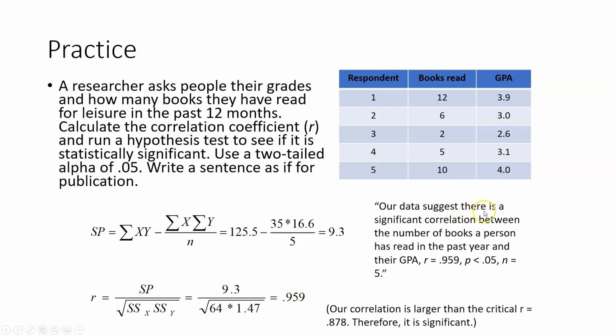Our data suggests there is a significant correlation between the number of books a person has read in the past year and their GPA, r equals 0.959, p less than 0.05, N equals 5. And the reason why we could conclude that this is significant is because our correlation was larger than the critical r, and that critical r in the table was 0.878. Therefore, it's significant.